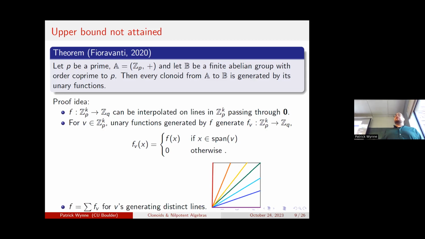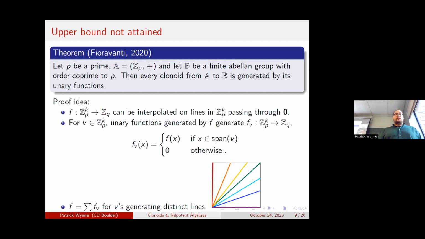And then we can just do this for each line V. So if we choose for each V just generating a distinct line, then adding them all together, we get that our original function f is generated by these FVs, just the sum of these FVs, because these lines almost don't intersect. Of course, they all intersect at the origin, but we can pretty easily reduce to the case where our original function from Z_p^k to Z_q is already 0 at the origin. And this idea will come up later in the generalization of this proof.